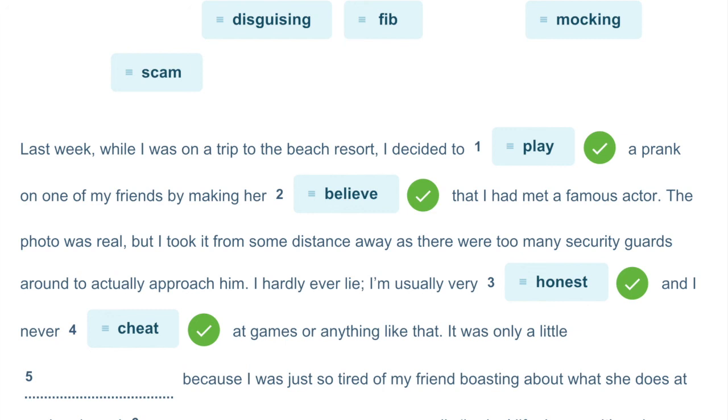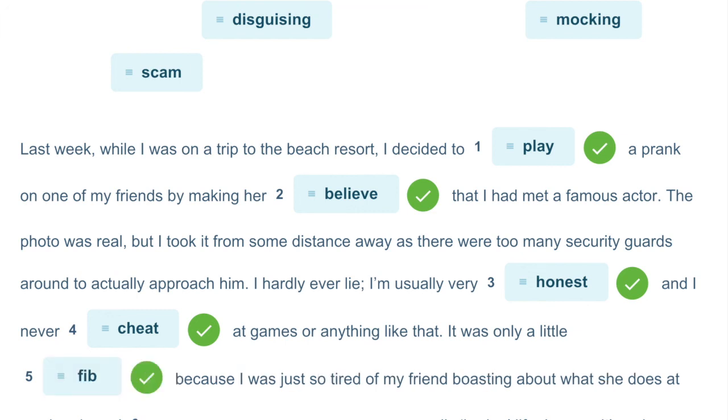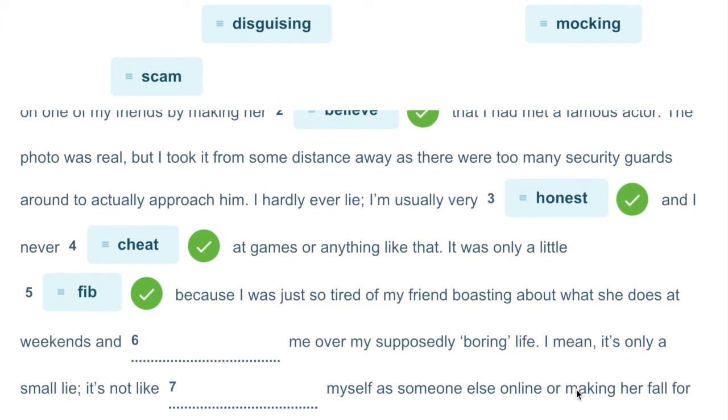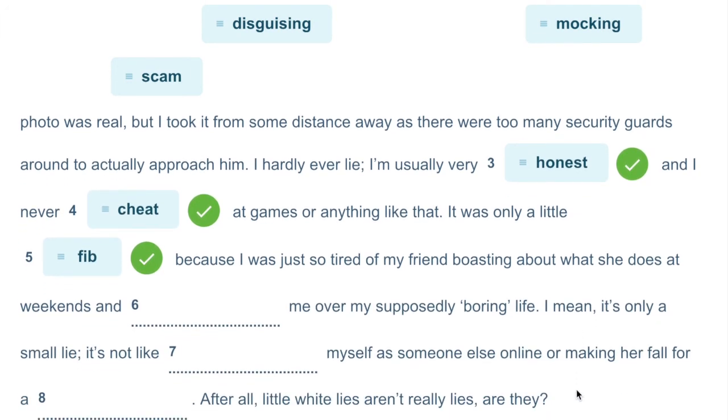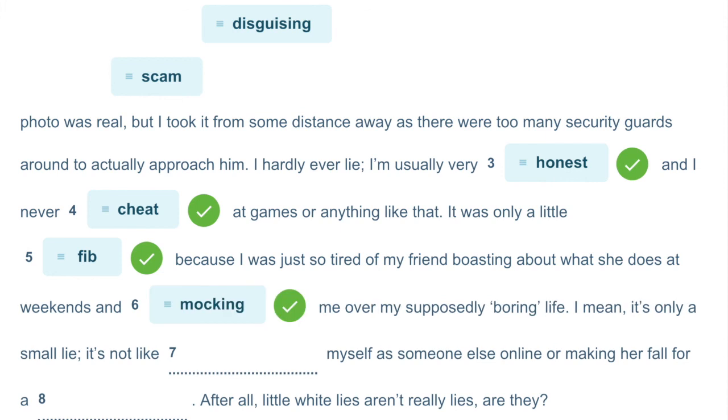It was only a little fib, because I was just tired of my friend boasting about what she does at weekends. So it was only a little fib, a white lie. Because I was just tired of my friend boasting about what she does at weekends and mocking me over my supposedly boring life. Mocking, yeah. So when you mock someone, you make fun of that person.